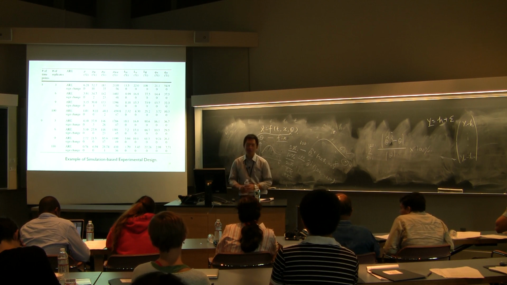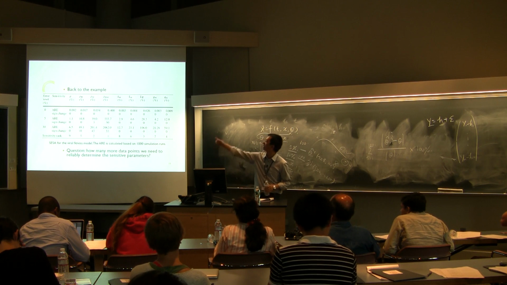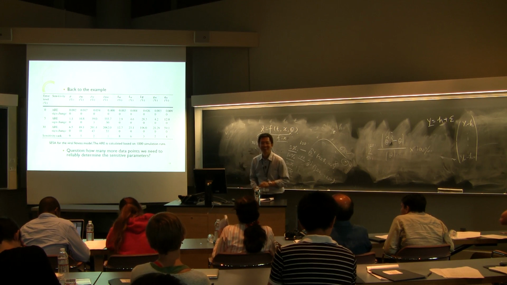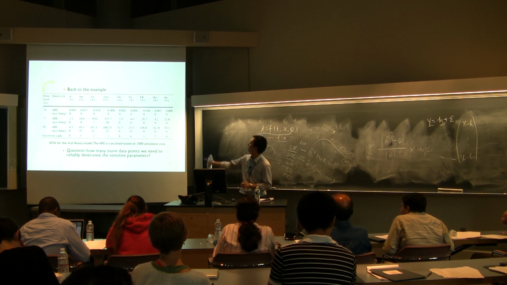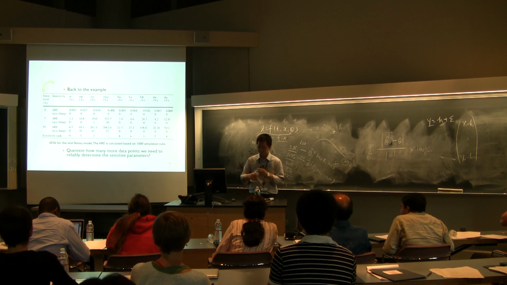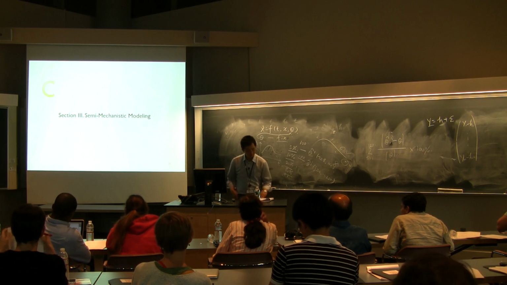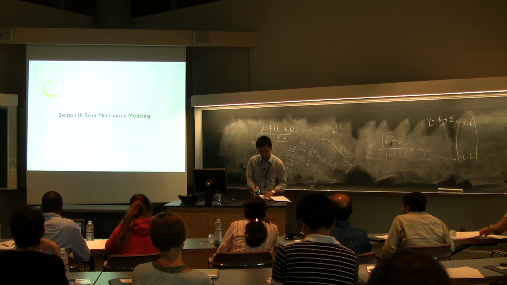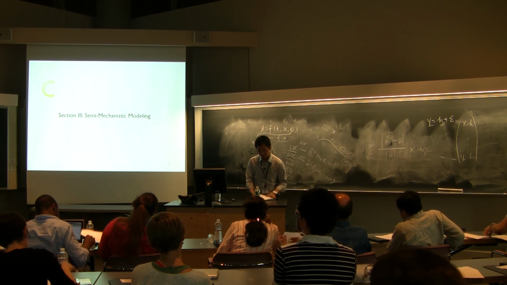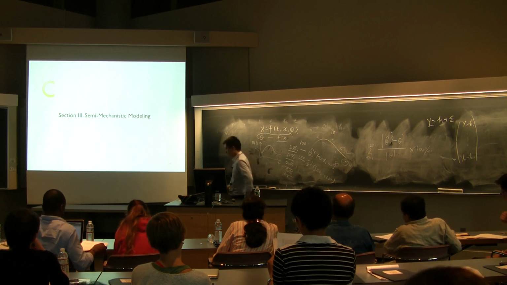We already showed that if we don't have measurement error, you're supposed to get very small ARE for all the parameters, right? Even for rho MW. So that's an example of model-based experiment design. And now I want to move on to the so-called semi-mechanistic modeling.